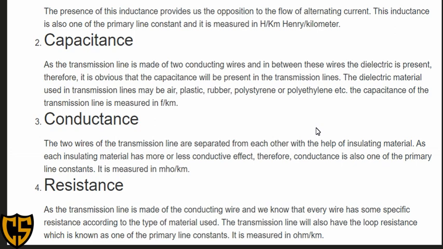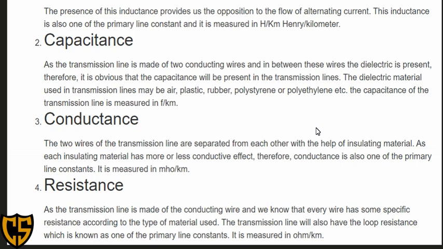Okay, next one, we have conductance. So, what is conductance? Two wires of a transmission line are separated from each other with the help of insulating material. As each insulating material has more or less conductive effect, conductance is also one of the primary line constants, and it is measured in mho per kilometer. Mho is the reverse of your resistance unit, which is ohm.